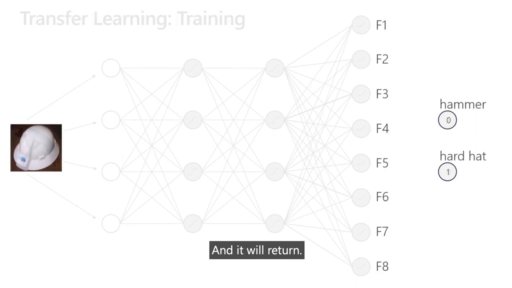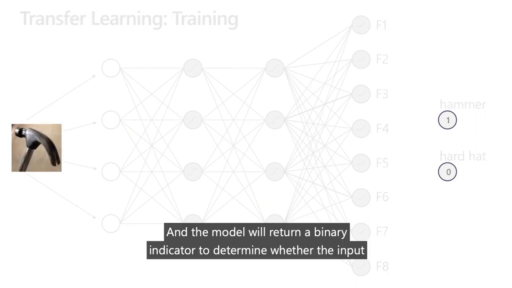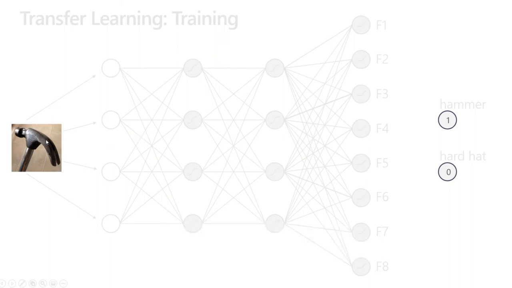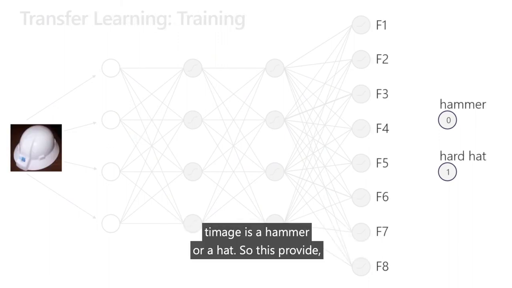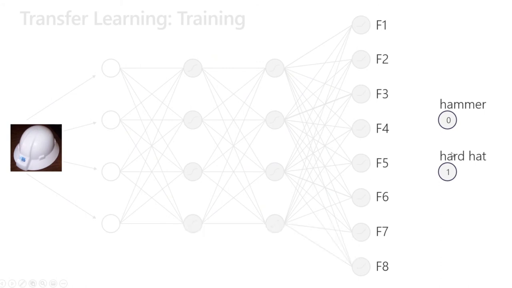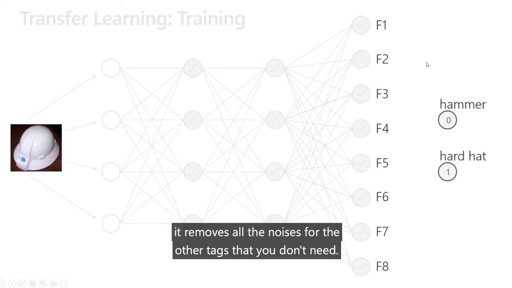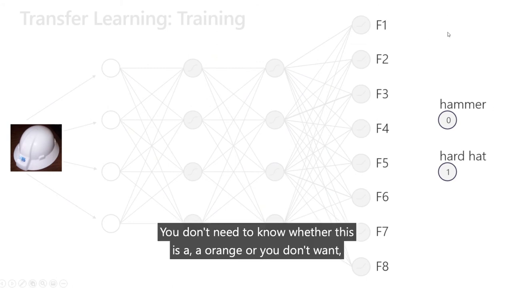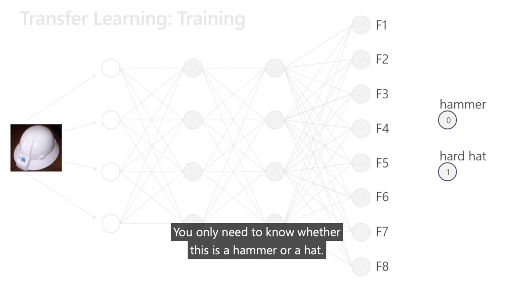And the model will return a binary indicator to determine whether the inputted image is a hammer or a hat. So this provides, first of all, additional training samples for these two labels. And second of all, it removes all the noise or the other tags that you don't need. You don't need to know whether this is an orange, or whether this is an apple. You only need to know whether this is a hammer or a hat.